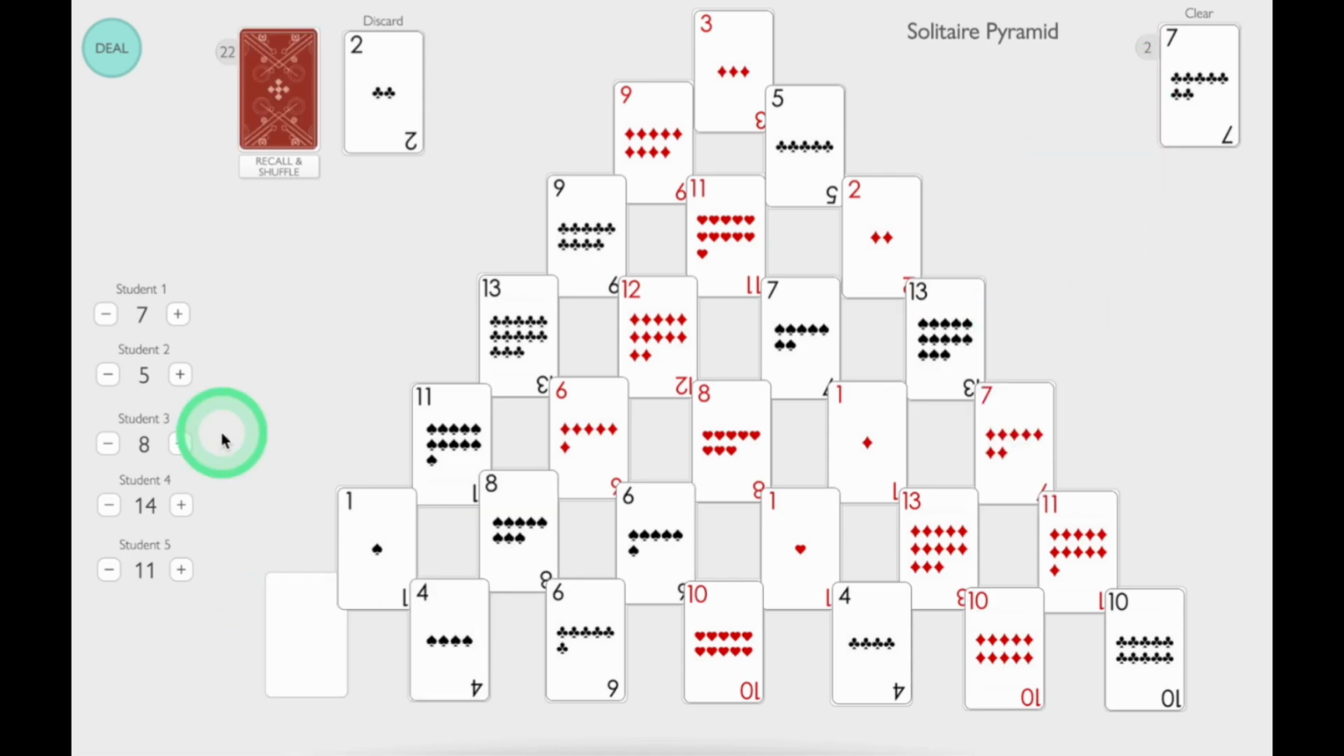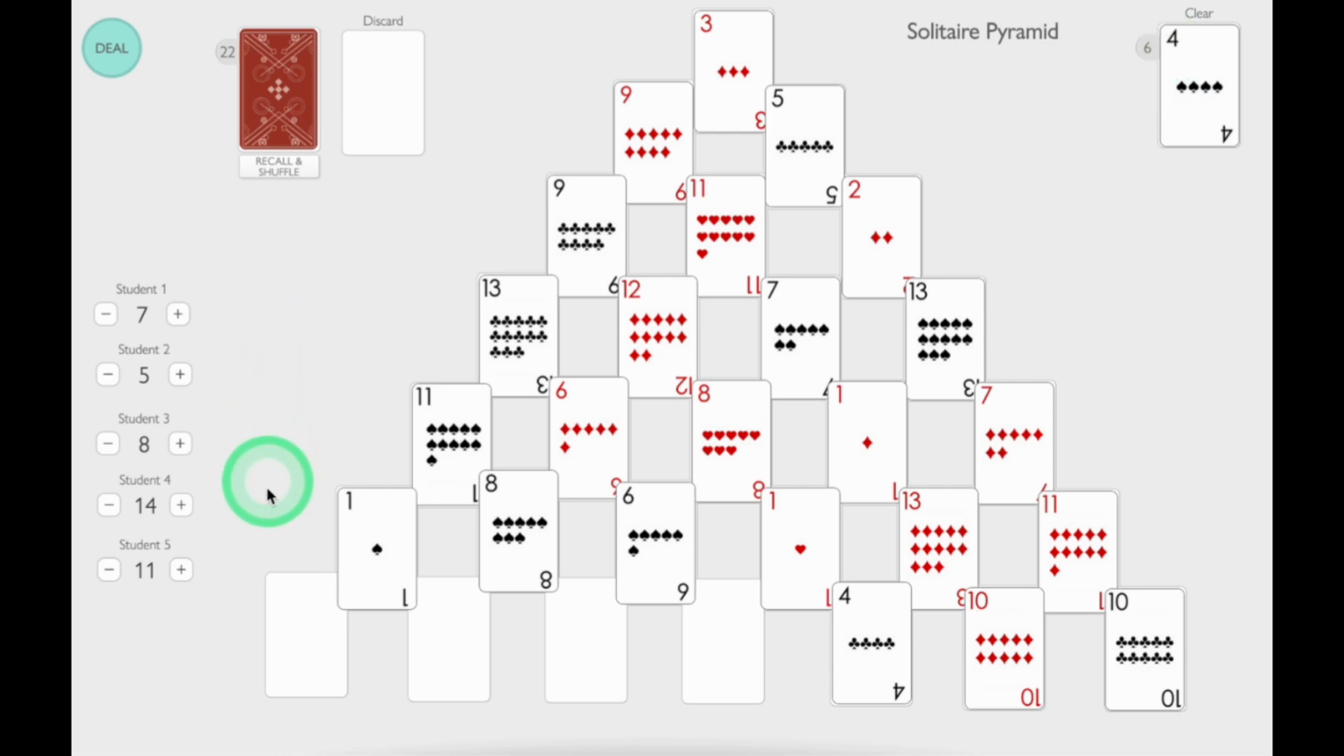For student 3, their target number is 8. While 8 doesn't directly appear among the exposed cards, student 3 can use the 2 from the top of the discard pile to create 8 by doing 6 plus 2. Next, student 4's target number is 14. 14 can be made using 4 and 10 in the exposed bottom row by doing 10 plus 4.